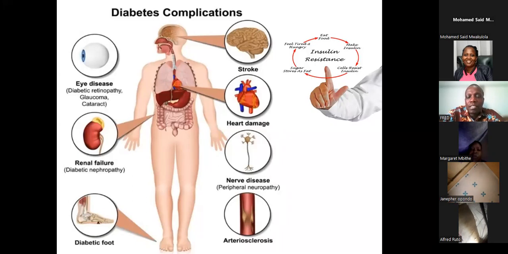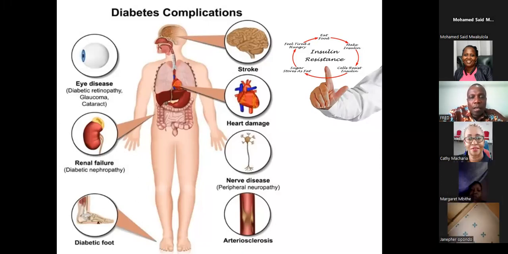In fact, they say that diabetes and hypertension are two sisters, because when you get diabetes, chances are high you'll get hypertension or high blood pressure. If you have high blood pressure, chances are high you'll also get diabetes if you don't take the correct interventions.